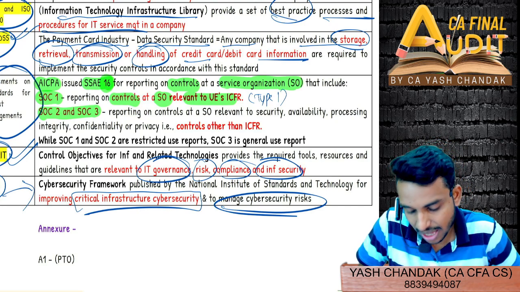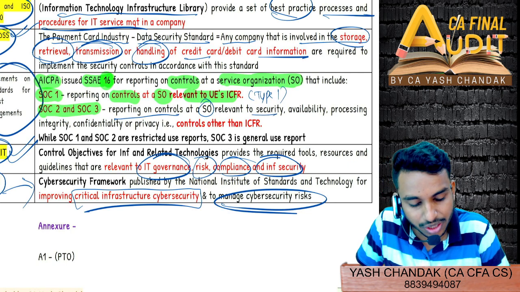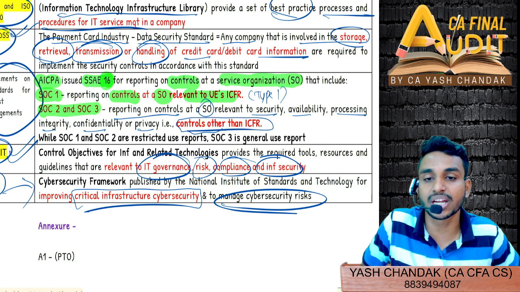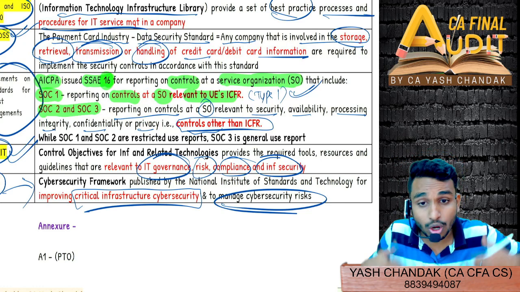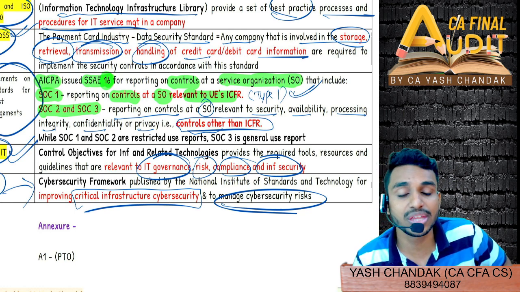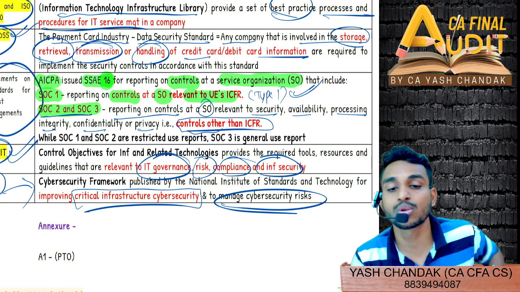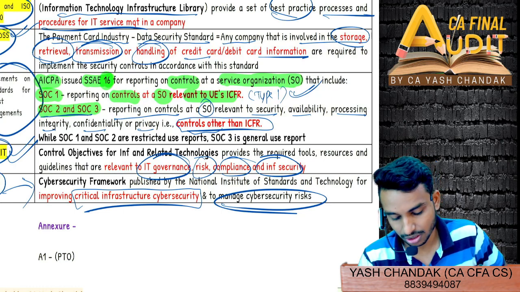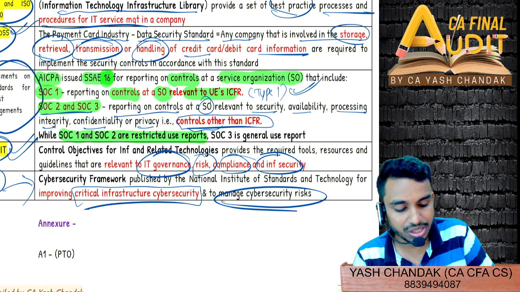And SOC 2 and 3 is similar to reporting on controls at a service organization relevant to security, availability, processing integrity, confidentiality or privacy. That means other than ICFR controls. So controls in SOC 1 are more or less relating to financial reporting controls, but we'll also study controls other than ICFR in the Companies Act. SOC 2 and SOC 3 deal with controls other than ICOFR. While SOC 1 and SOC 2 are restricted use reports, SOC 3 is a general use report.